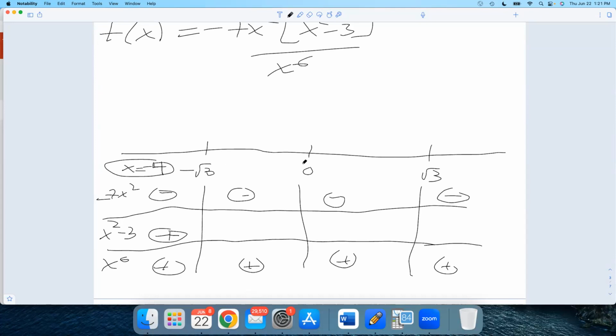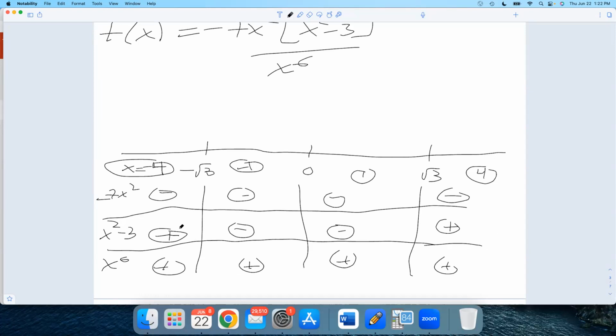Okay, let's plug in a value in this region. So negative 1 would be a good test value there. Negative 1 squared is positive 1 minus 3 is negative. Pick a test value over here, maybe 1. 1 squared minus 3 is still negative. Pick a test value over here, maybe 4. I could pick 100. 4 squared, 16 minus 3, it's a positive. I don't care what the number is. I just care positive or negative.